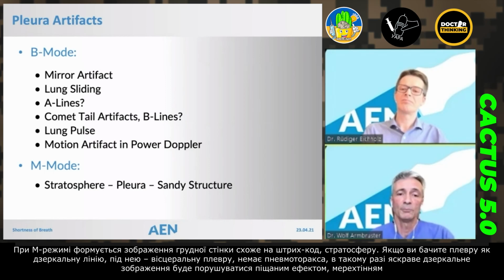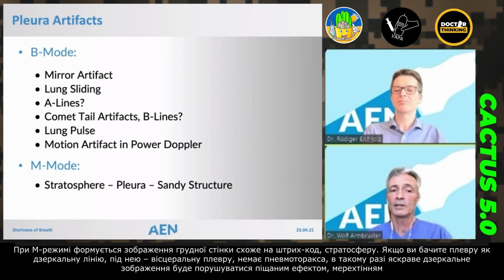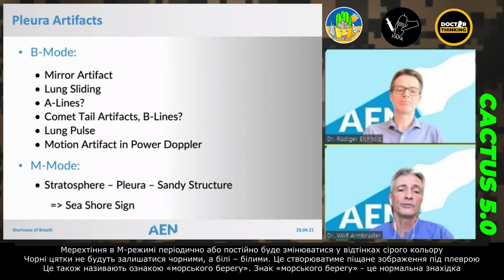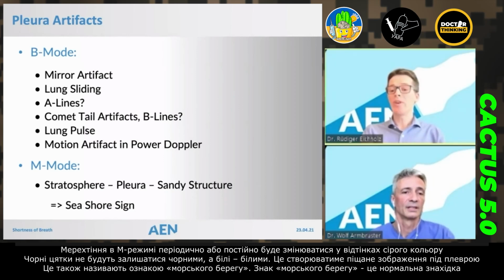If you have the pleura as the mirror line and underneath a working visceral pleura, not having a pneumothorax, the bright mirror image is disturbed by a sandy picture because of the flickering, and the flickering in the M mode, as Rüdiger says, is a permanent changing of the gray values. So a dark dot stays a dark dot, a white dot stays a white dot, and this creates the sandy picture underneath the pleura. In the literature, and among doctors very prominently, you hear the seashore sign for that appearance. And the seashore sign is a normal finding.